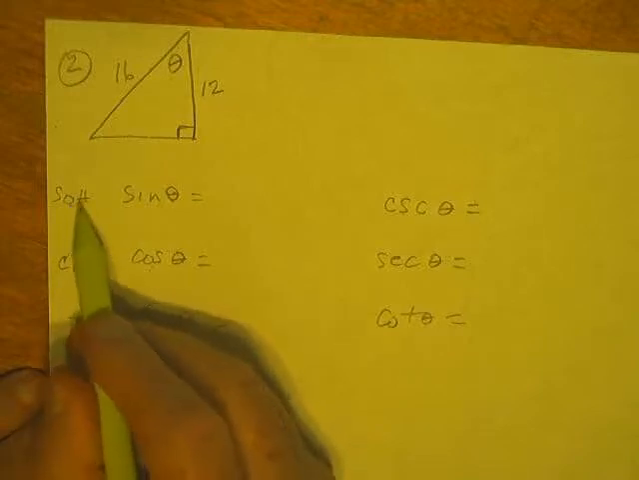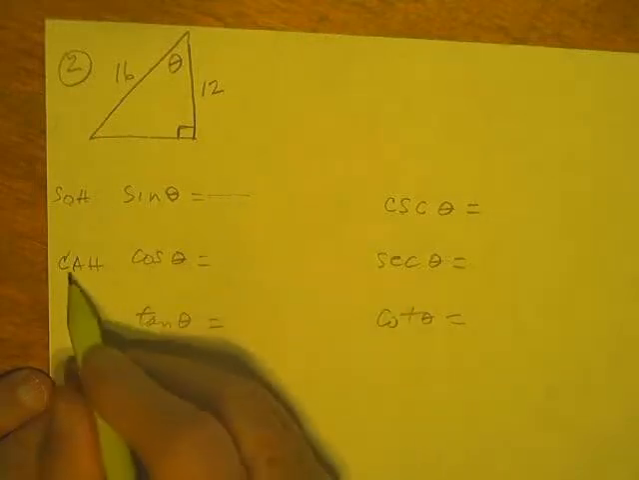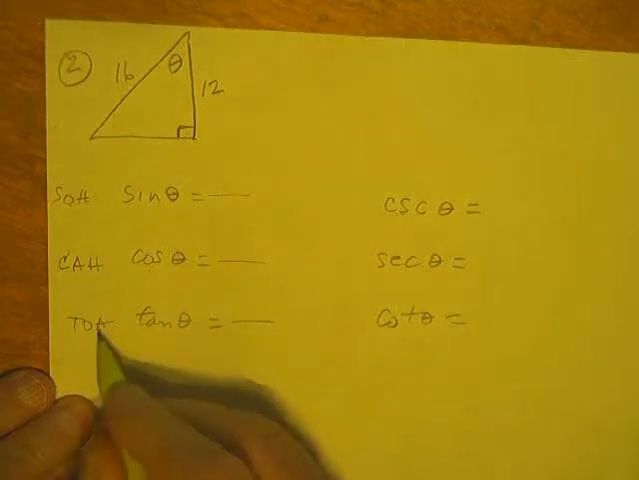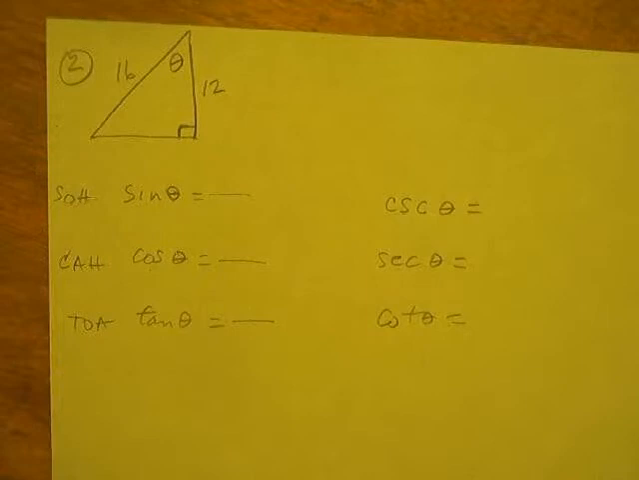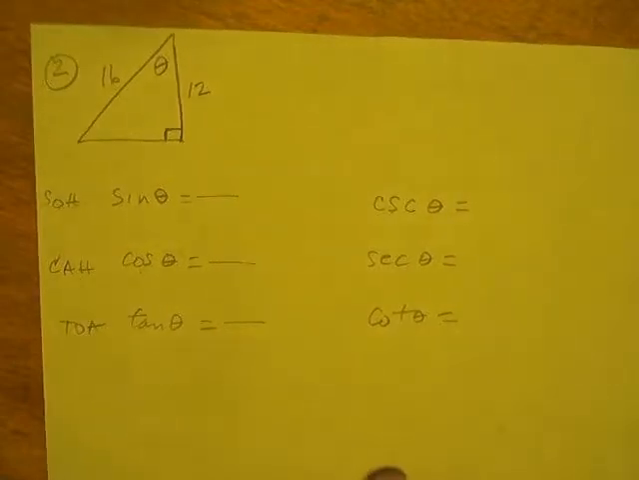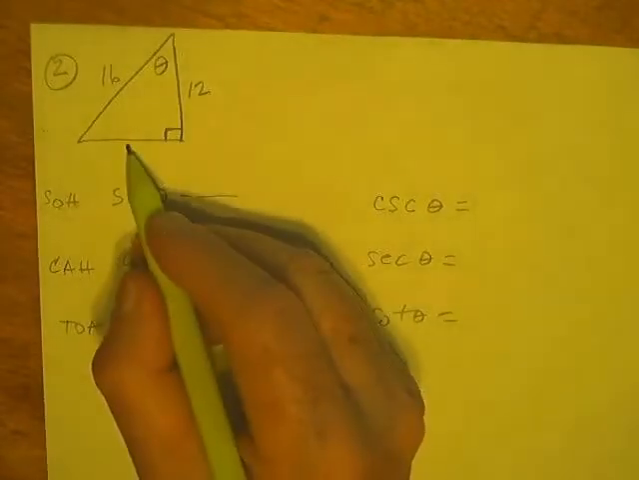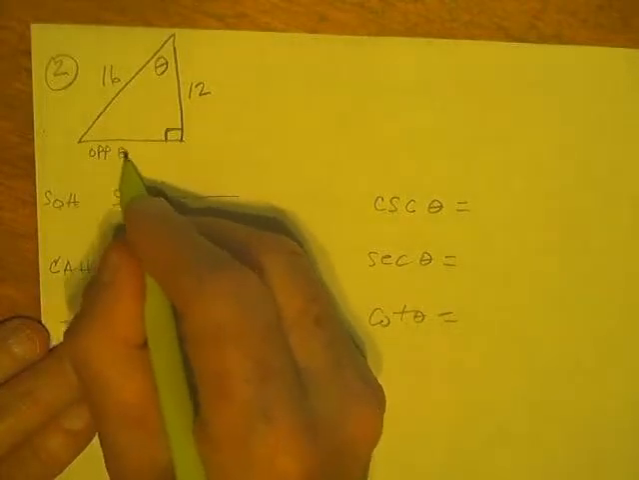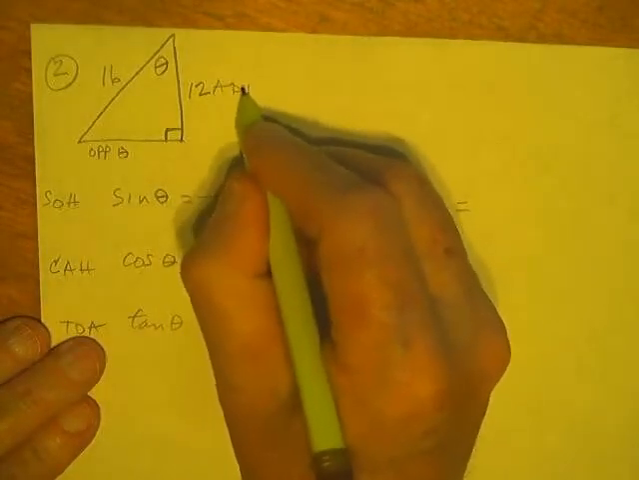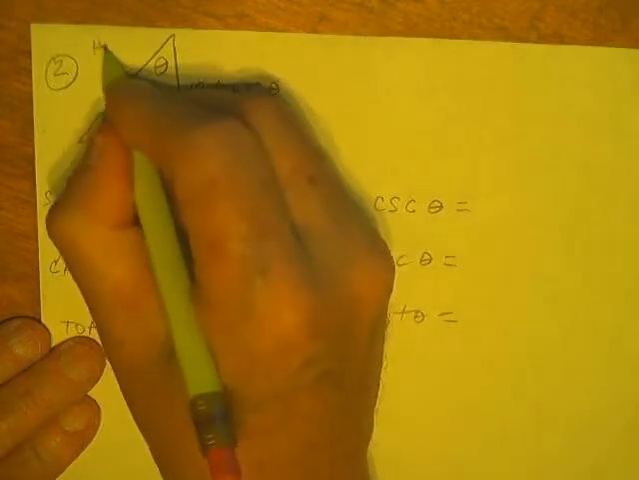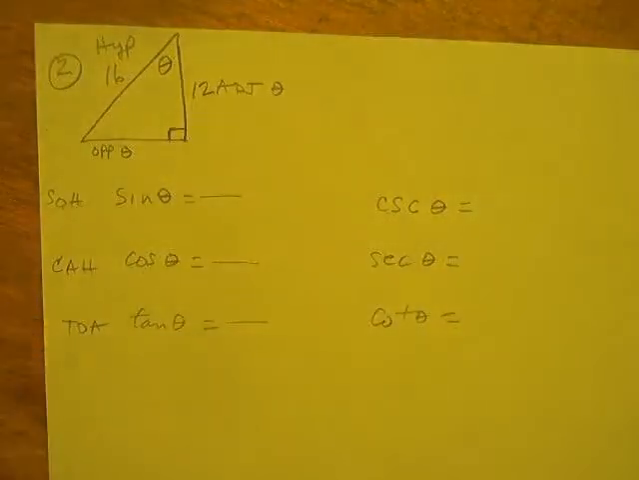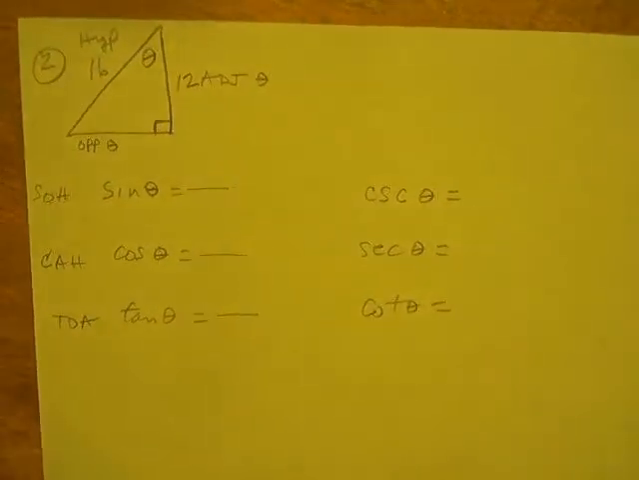So this is going to be opposite over adjacent. This is going to be adjacent over hypotenuse. That one's opposite over adjacent, that one's opposite over hypotenuse. Said that backwards. And notice we don't know this side over here. We do know this side is opposite theta. We do know this side is adjacent to theta. We do know that this side's hypotenuse, always across from the right angle.